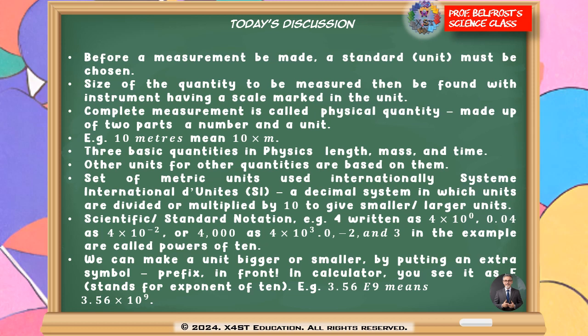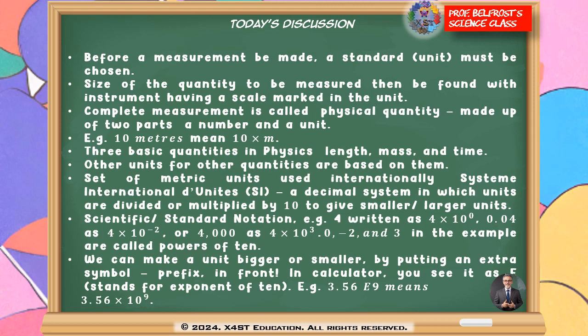Okay, to give smaller or larger units, we usually use scientific or standard notation. For example, we can write the number 4 as 4 times 10 to the 0, or we can write 0.04 as 4 times 10 to the minus 2, or 4000 as 4 times 10 to the 3, where respectively 0, minus 2, and 3 in this example are called the powers of 10. Okay, so I think it's quite clear.